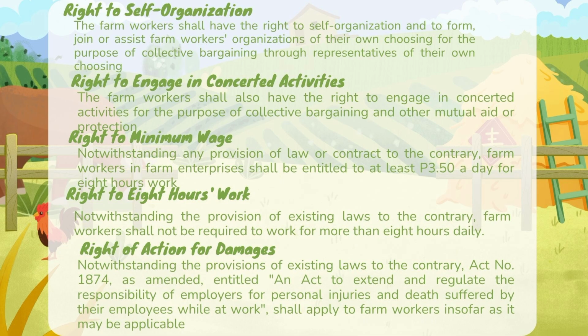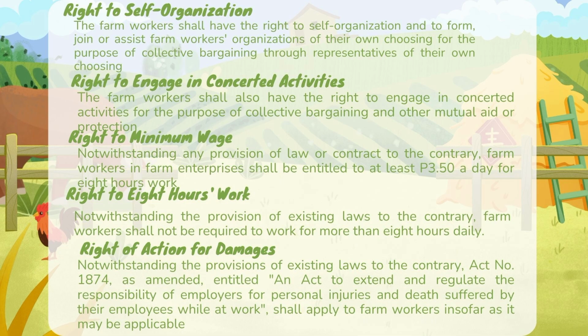Third is the right to minimum wage. Farm workers must receive at least the minimum daily pay of 203 pesos a day per 8 hours of work, as stated in the law. Even if there's an agreement or contract that says otherwise, farm workers cannot be paid less than the set minimum wage.